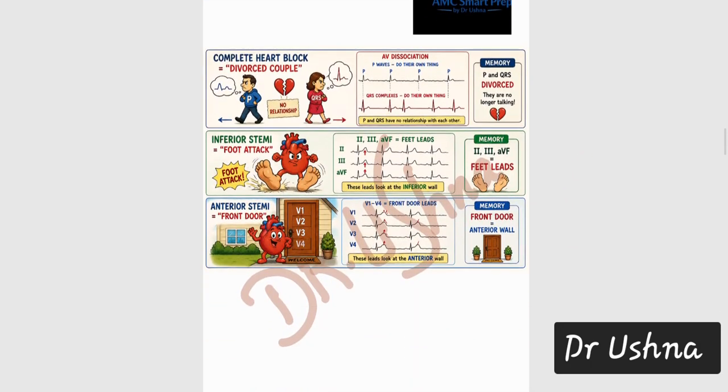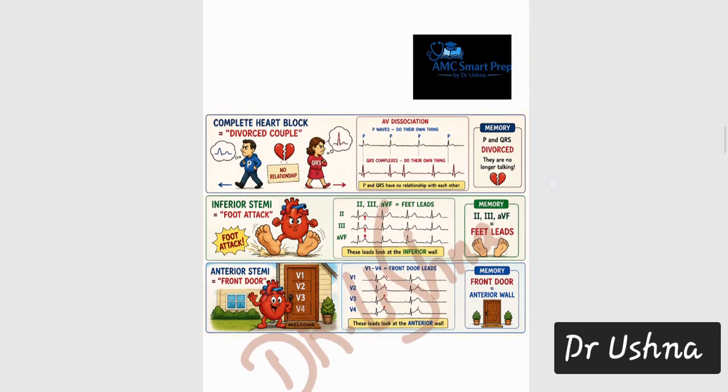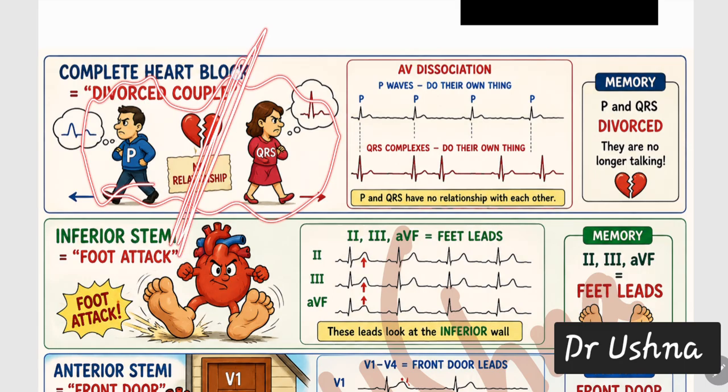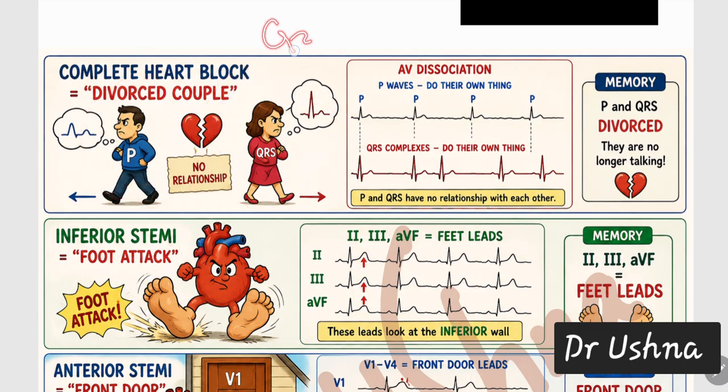The next important thing, we have different disorders, and you should have a quick review of how the ECG is going to present and how you are going to make the diagnosis. So first of all, you have complete heart block. Just think of two couples who are divorced, they have no relationship with each other. Complete heart block is also known as grade 3, or third degree block. So the two couples are divorced from each other. They do not have any relationship with each other.